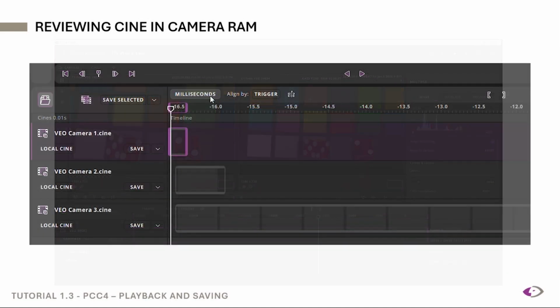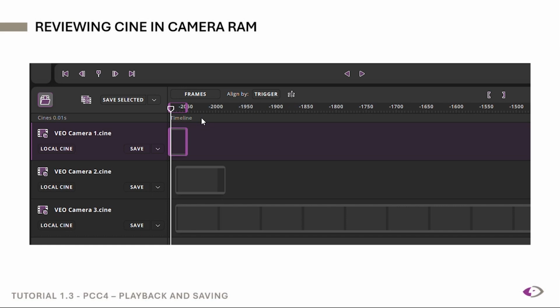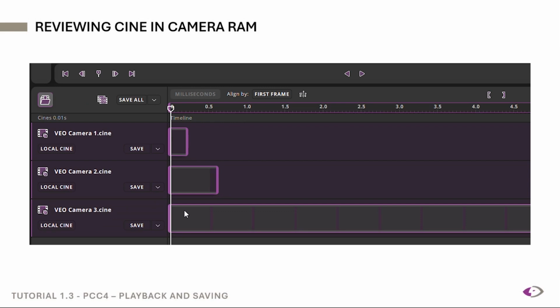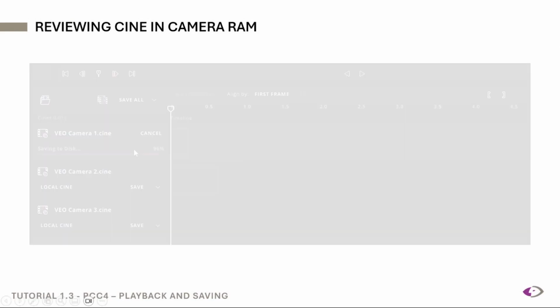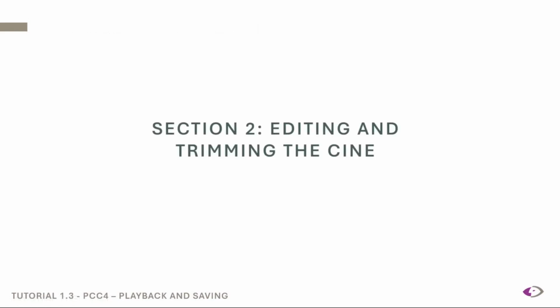The playback timeline can be displayed in different formats. You can switch between viewing the timeline in frames or in time. When working with CINEs from multiple cameras, switching to a frame-based display is often helpful. Aligning CINEs by first frame can make comparisons easier when different settings were used, while the Align by Trigger function ensures synchronized playback when images were captured in sync.